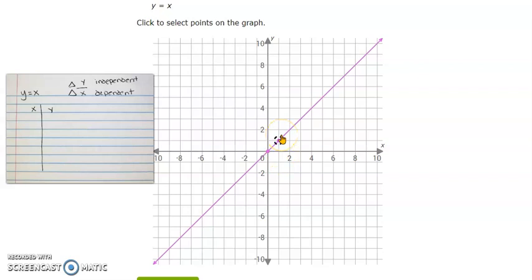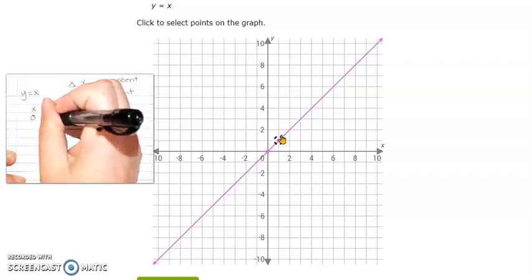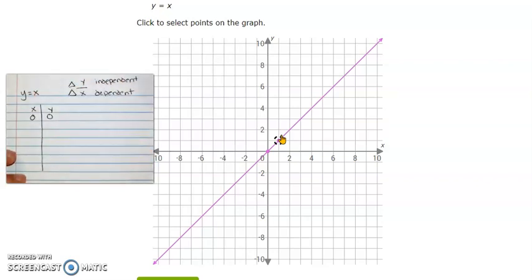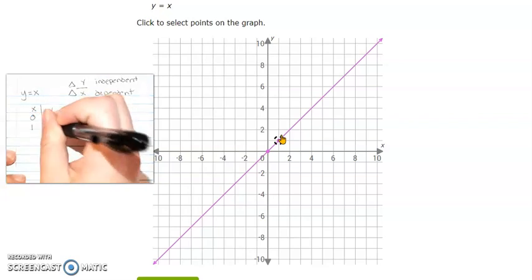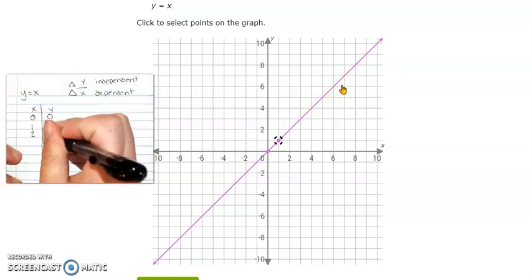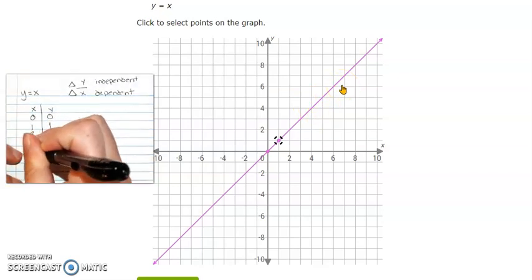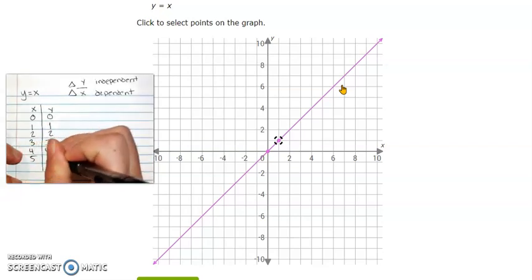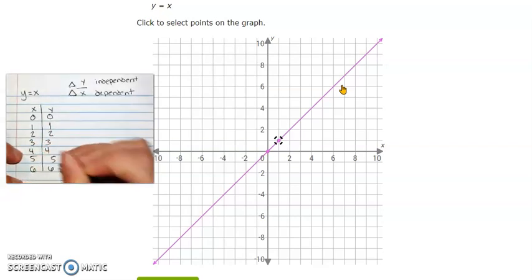So I'm going to use this graph and equation because I want to plot some points that I see. So I know I have 0, 0, and I've got 1, 1. And then as I go up my graph, I notice I have other good points: 2, 2, 3, 3, 4, 4, 5, 5, 6, 6.